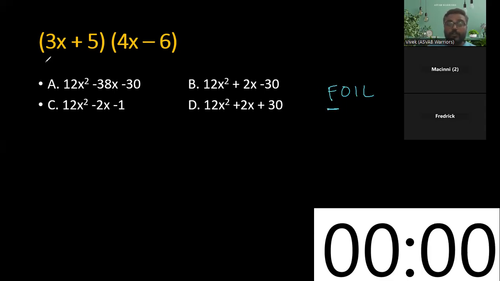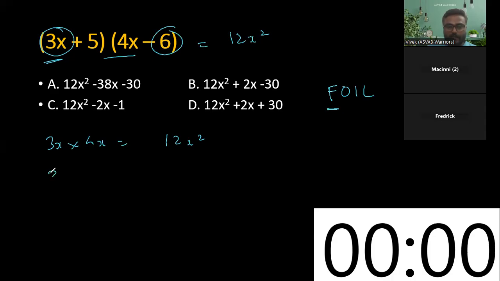We are going to multiply the first terms first. 3x times 4x is nothing but 12x square. I'll write it down. Now the outer ones, which I messed up last time. So 3x times negative 6 would be nothing but negative 18x. So I'll write it as minus 18x.